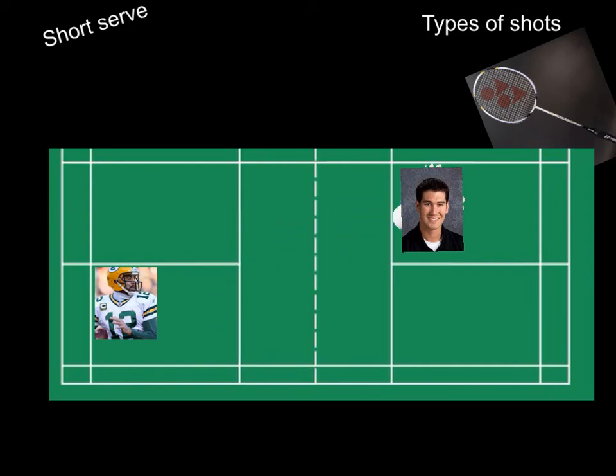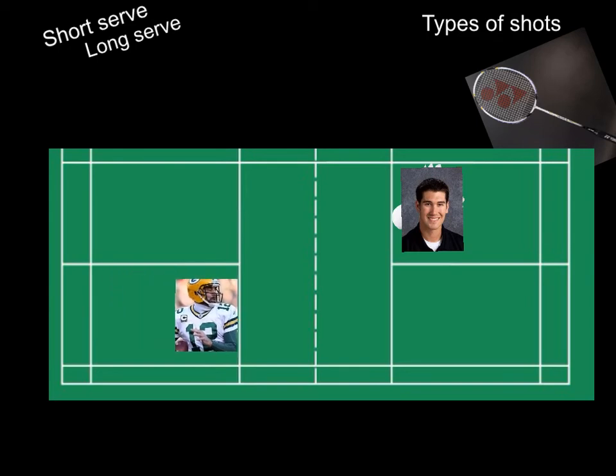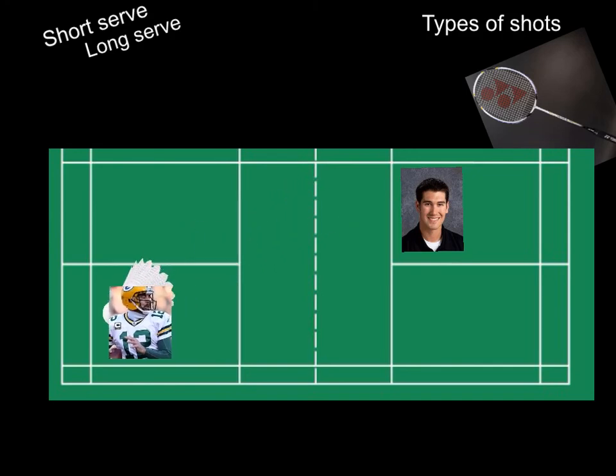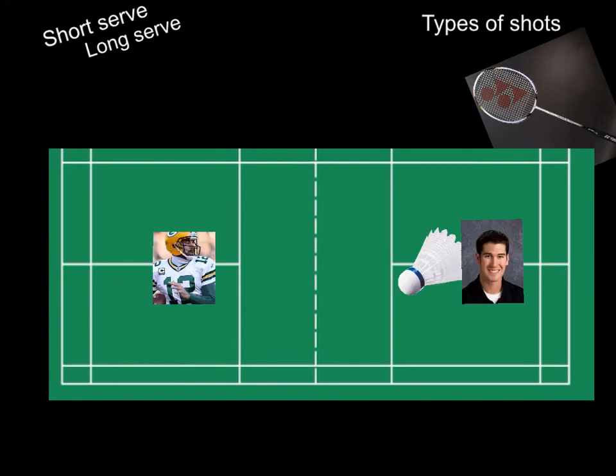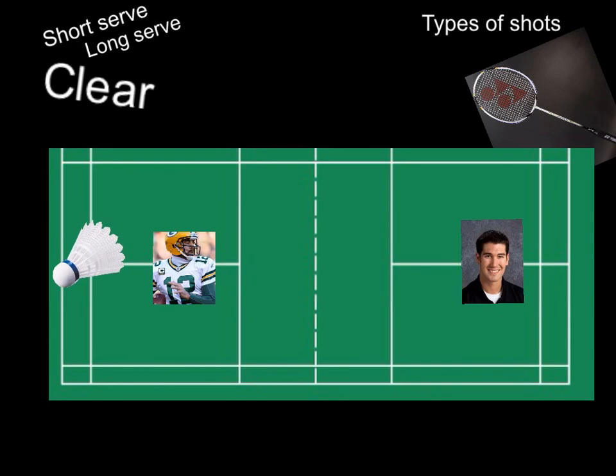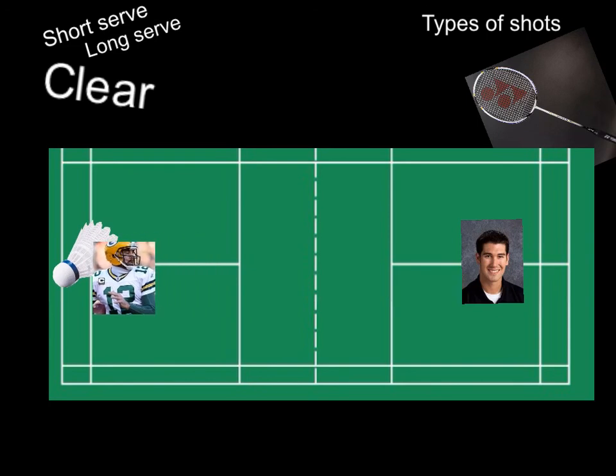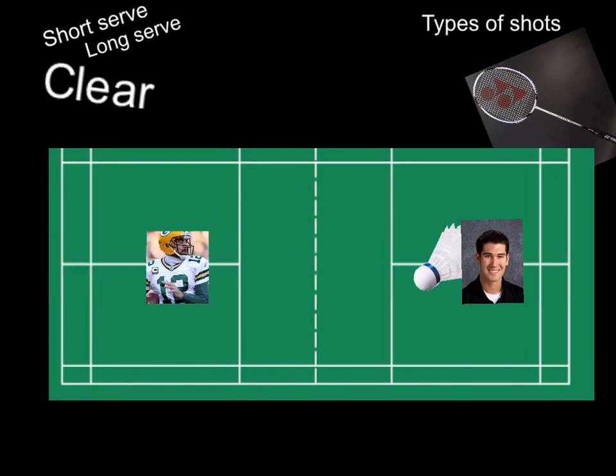The next type of serve is a long serve. And a long serve is when the opponent is closer to the net and Mr. Horner is trying to bring Mr. Rogers back in order to set up an easy shot for a point. A clear is when a rally occurs and all of a sudden Mr. Horner sends a shot that goes high and deep over the opponent to the back of the court, which drives Mr. Rogers back. A drive is a hard horizontal stroke that just clears over the net.